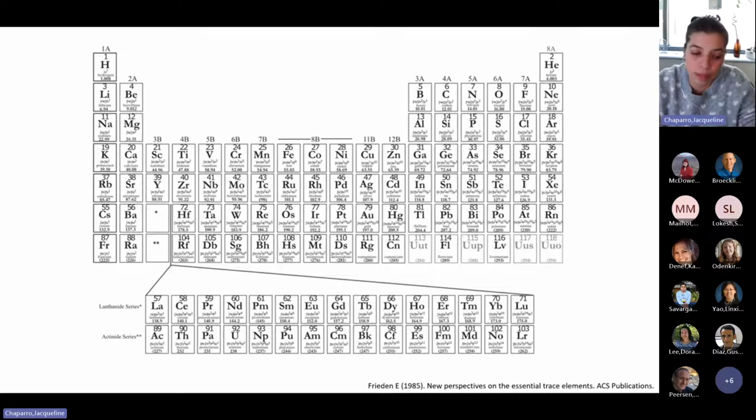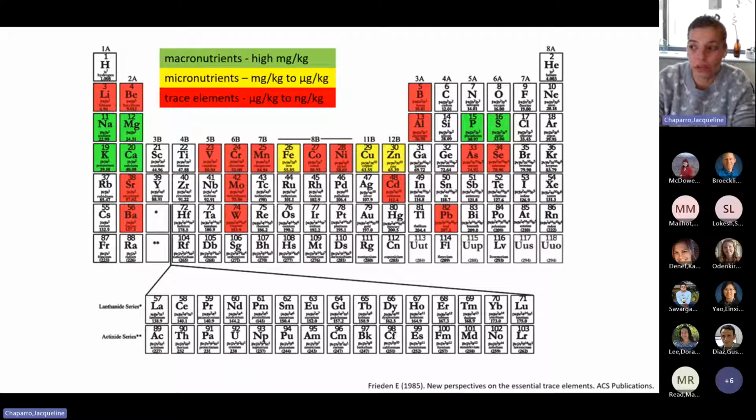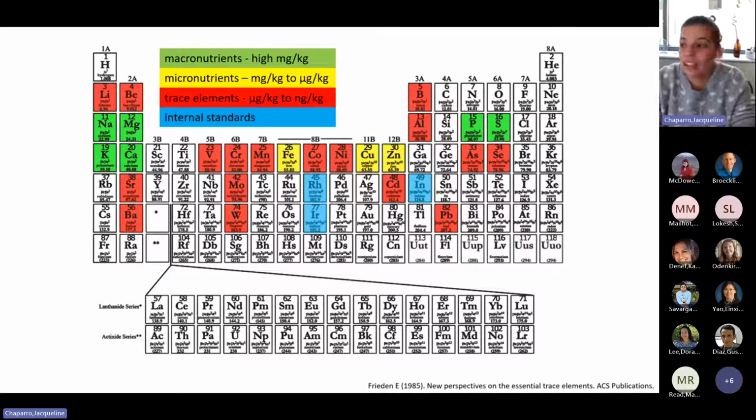And so these tend to be elements that we have shown to be of biological importance, both for plant health and human health in this case. And so there are macronutrients such as sodium, magnesium, calcium, potassium, phosphorus, and sulfur. We have micronutrients: iron, copper, zinc. We have some trace elements, for example, barium, cobalt, nickel, lead. And we also have internal standards in there, which are rhodium, iridium, indium, and the isotope lithium-6.